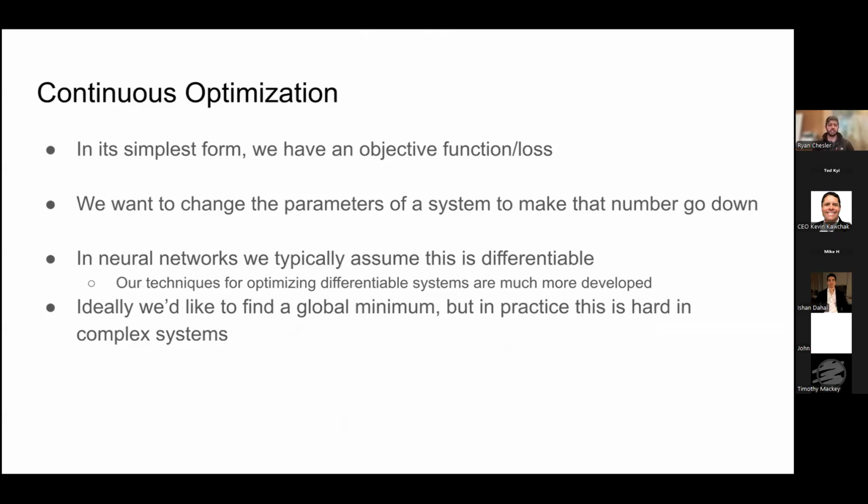And so ideally, we'd like to find a global minimum, but in all of these systems that we're looking at, in their complexity and nonlinearity and everything that's going on there, in reality, it's difficult to find a global minimum. So we'll be happy enough with local minimums, or we assume that those points are very often close.